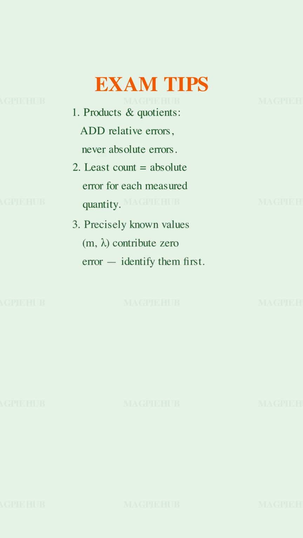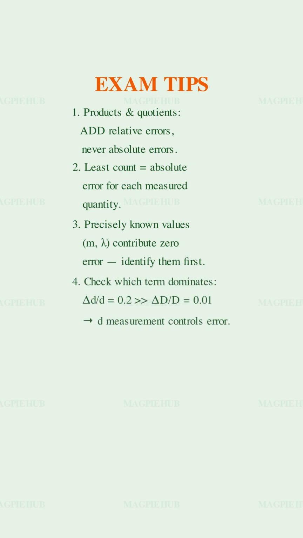Tip 4. Always check which error term dominates. Here, delta d over d was 0.2, far larger than delta D over D, which was only 0.01. The d measurement dominated the error.